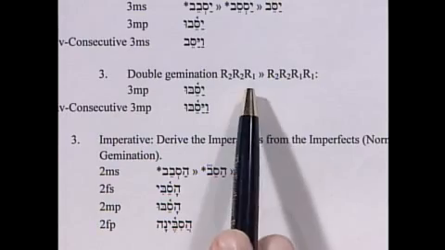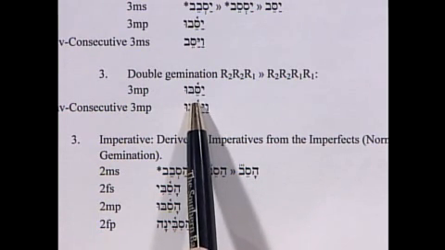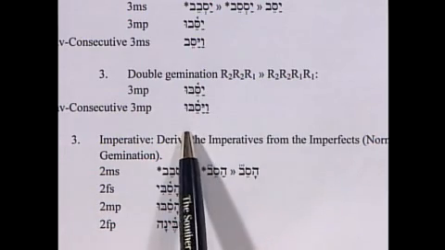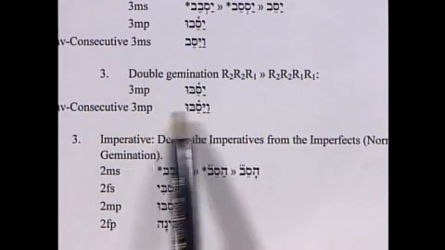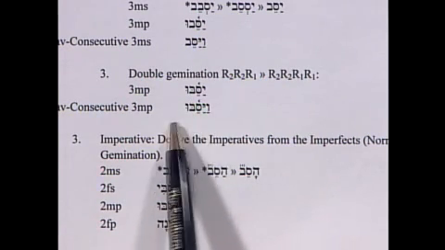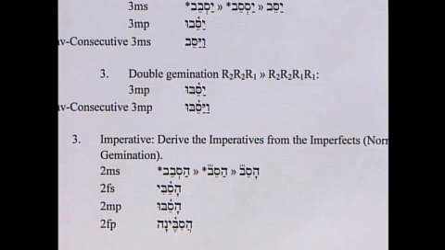But then, guess what? You can even have double gemination. Now, the good news is you won't see double gemination very often. Metathesis of gemination, you will see that from time to time, but normally you're going to see that normal gemination. But here's double gemination. They're doubling R1 and R2. And so they're having a lot of fun with this, you can tell. And so notice here the samek is doubled and the bet is doubled. And you can see that also with the vav consecutive form. Again, this is more rare, but I do want to point that out to you.